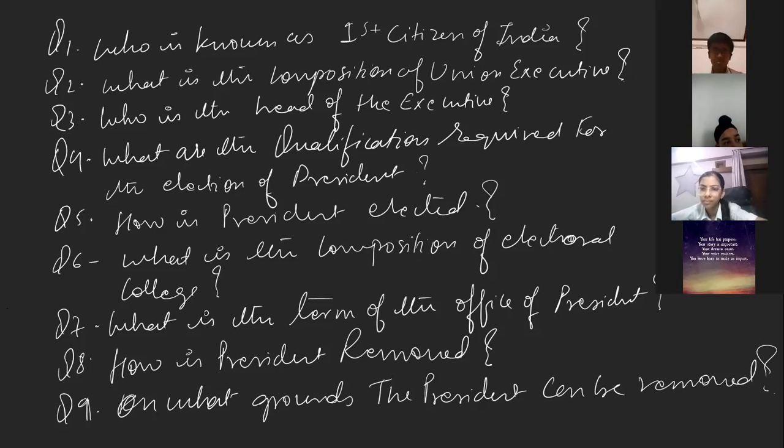Sir, in question number 9, the answer will be that he can be removed from his office for the violation of the constitution. So on what grounds? For the violation of the constitution. If the president violates the constitution, he will be removed by impeachment.